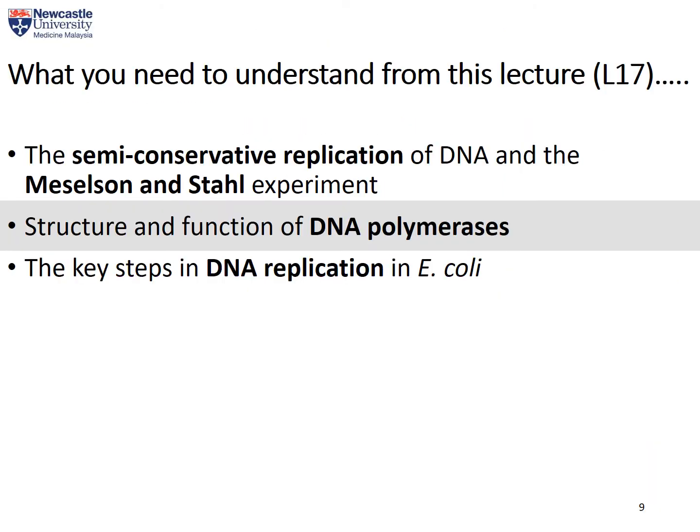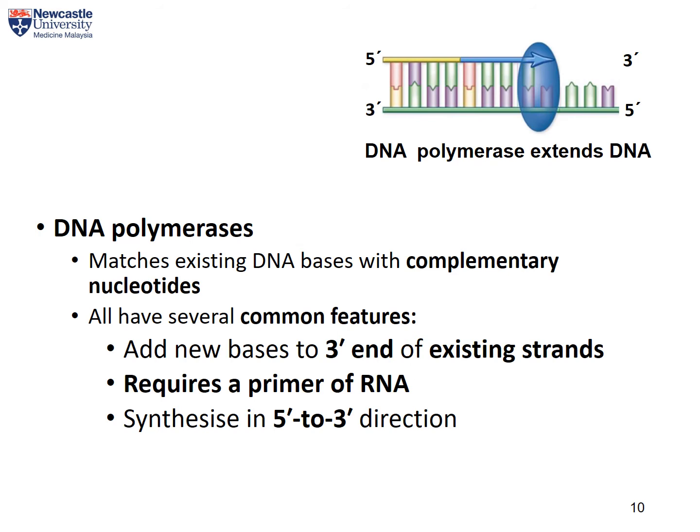Now we'll look at the second part of this lecture, which is regarding DNA polymerases, the most important enzyme in DNA replication. As the name implies, DNA polymerases extend DNA to make a polymer, so it is called a polymerase, and it does so by matching the existing DNA bases with complementary nucleotide bases such as A with T and C with G. There are several types of DNA polymerases, but they do share something in common.